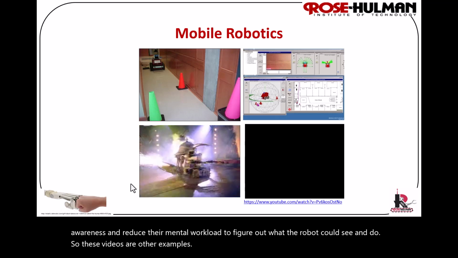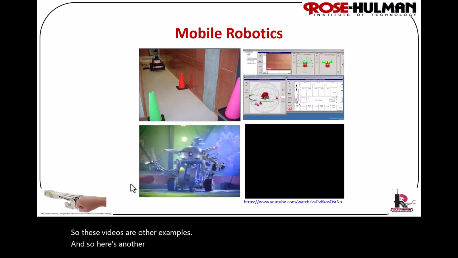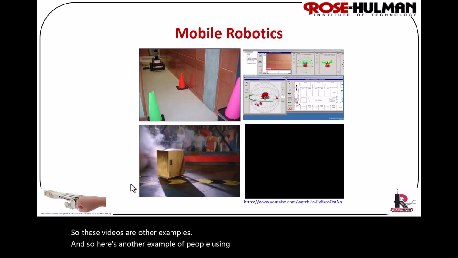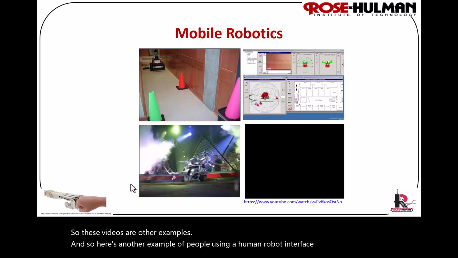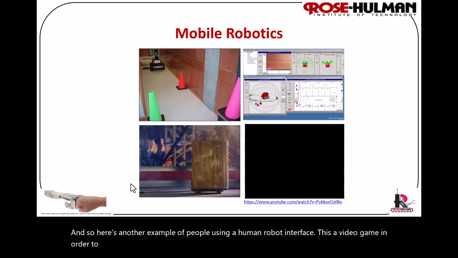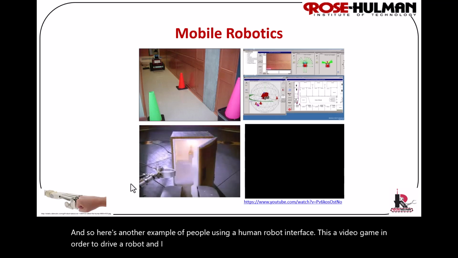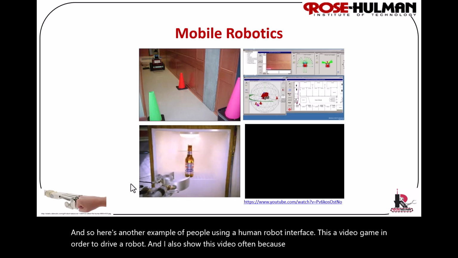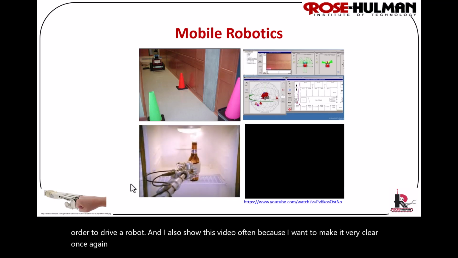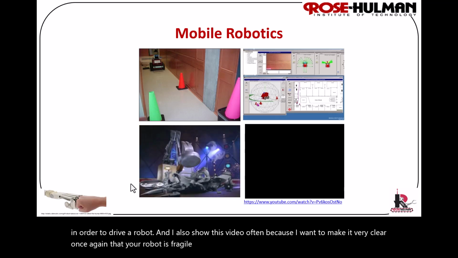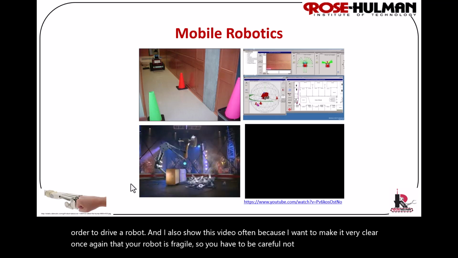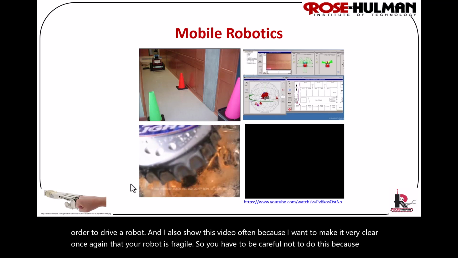And so here's another example of people using a human-robot interface, just a video game, in order to drive a robot. And I also show this video often because I want to make it very clear, once again, that your robot is fragile. So you have to be careful not to do this, because we only have those 5 robots.